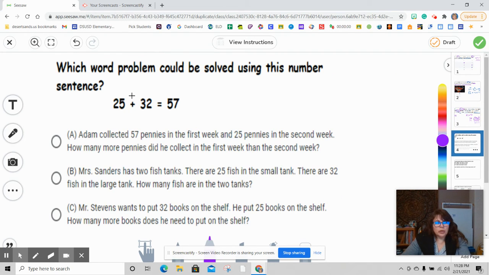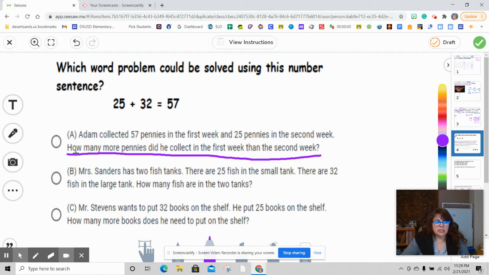Which word problem could be solved using this number sentence? So now we have 25 plus 32 equals 57. So I have to figure out which of these I would use with this number sentence. So I'm going to look at the first one. Adam collected 57 pennies in his first week and 25 pennies in the second week. How many more pennies did he collect in the first week than the second week?